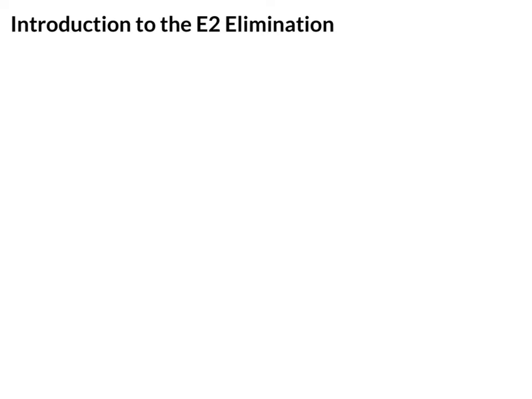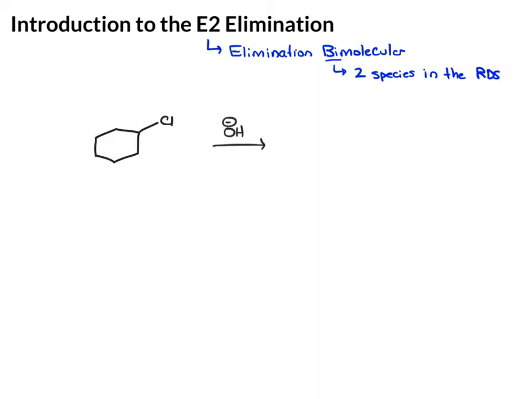Now we're going to take a look at the E2 elimination. E2 stands for elimination bimolecular. That tells us that there's two species in the rate determining step, similar to SN2. With the E2 reaction, everything happens in a single step. That means there's no carbocation rearrangement to worry about. And what we end up doing is eliminating a beta hydrogen and a leaving group.